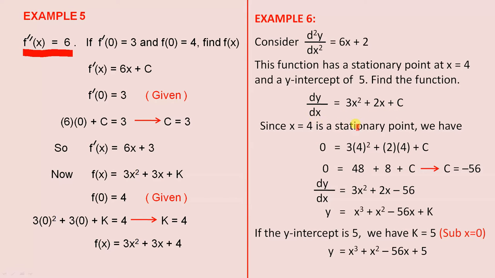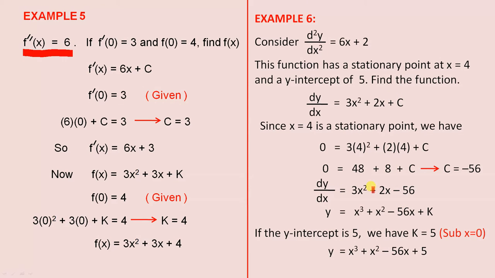Since x equals 4 is a stationary point, we have dy dx must be 0, because that's what happens at a stationary point. So 0, we substitute 4 wherever we see x, so 0 equals that expression. When we simplify that, we get that, which gives us c equals minus 56. Therefore, dy dx equals 3x squared plus 2x minus 56. So you put minus 56 in here.